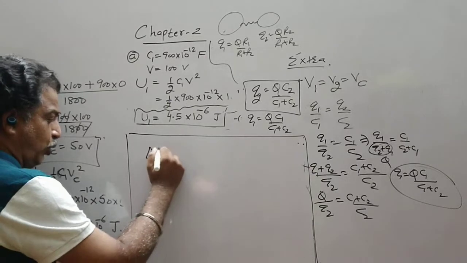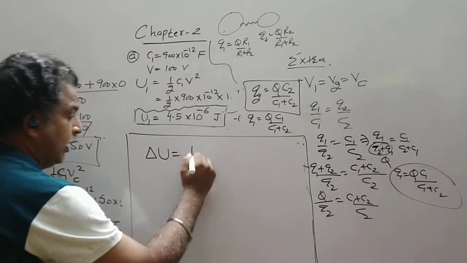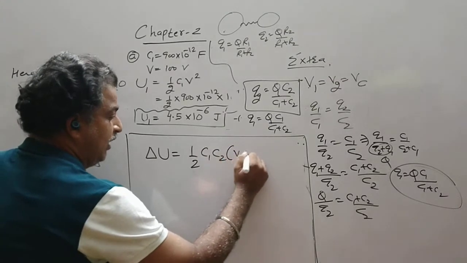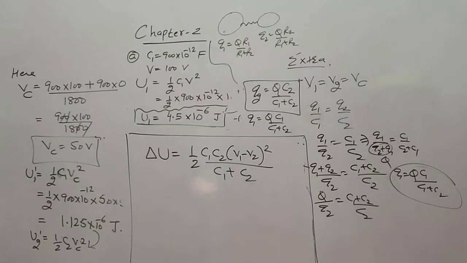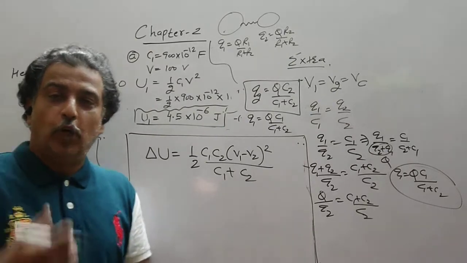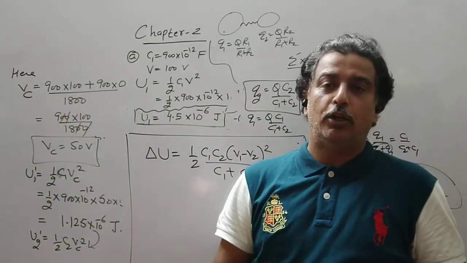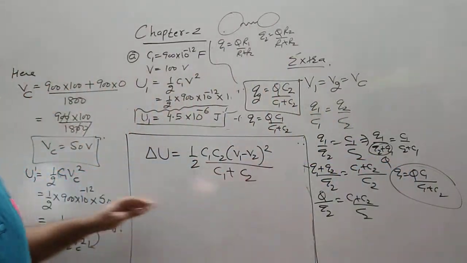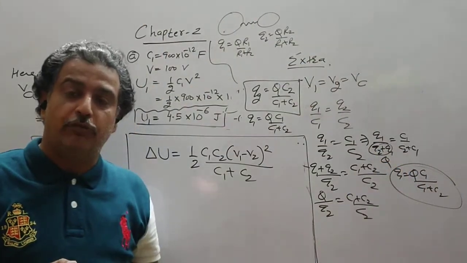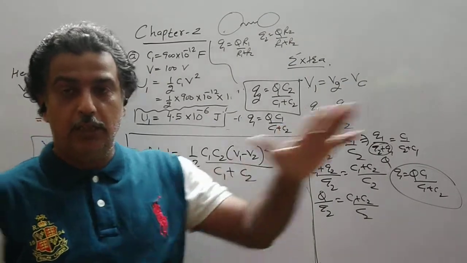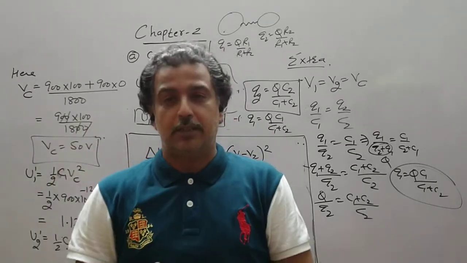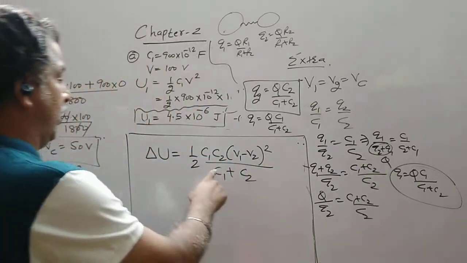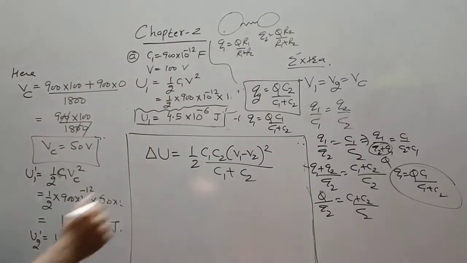There is one shortcut formula, delta U is equal to half C1 C2 (V1 minus V2) whole square upon C1 plus C2. This is the formula for the loss of energy in capacitors. Now this formula is applicable for all the types of capacitors, whether they are identical or not identical. So directly for MCQ, instead of doing this entire calculation, where first we found initial, then we found the final in C1, final in C2, then total system, and then we found the loss, I can directly find the loss, whether C1 is equal to C2 or not.